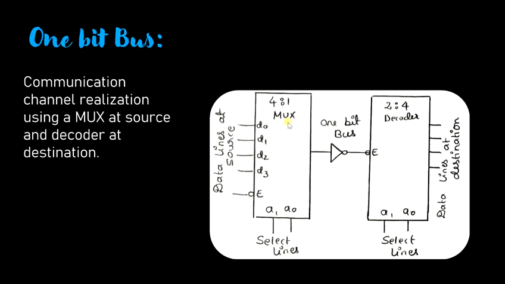it transfers the data from the several lines to a single line, and by passing through this particular decoder or the demultiplexer, if you use, from the single line you are going to pass it to the desired output line at the destination. So this type of channel is often referred to as the 1-bit bus, wherein we make use of a mux at the source and a decoder or a demultiplexer at the destination site.